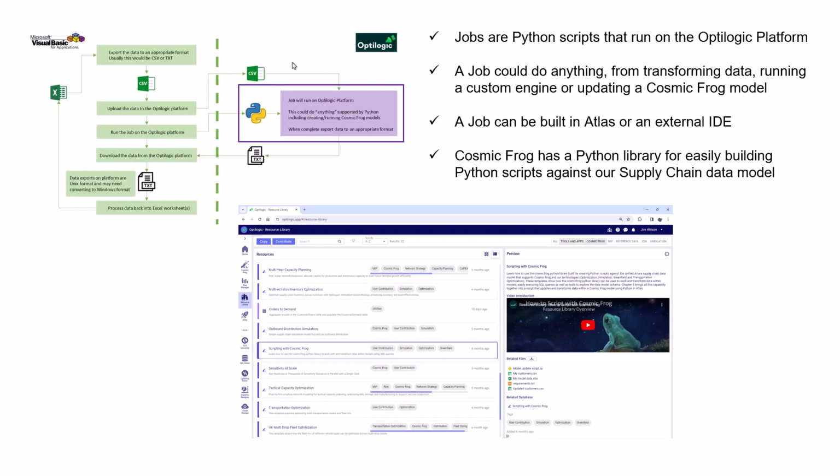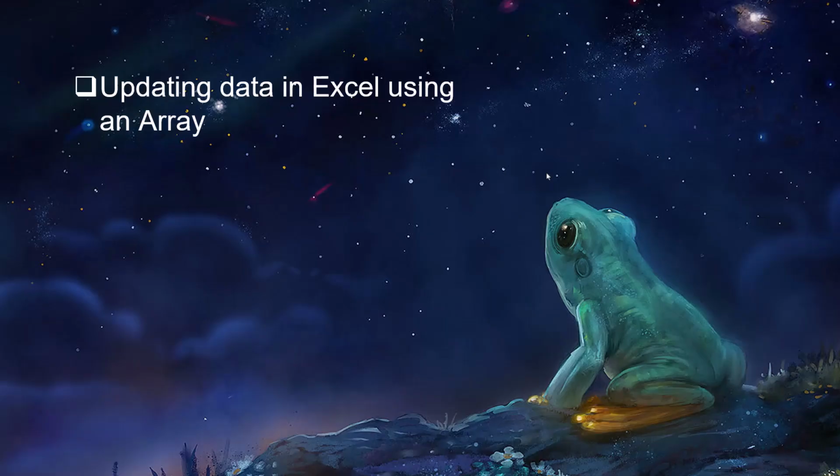And of course, you can build a job on the Optilogic platform to do pretty much anything that's supported in Python. So definitely go and take a look at the Scripting with Cosmic Frog template and training video, and it will give you a much broader view on what can be built and achieved in a job on the Optilogic platform. In this chapter, we'll explore updating data in Excel using an array.